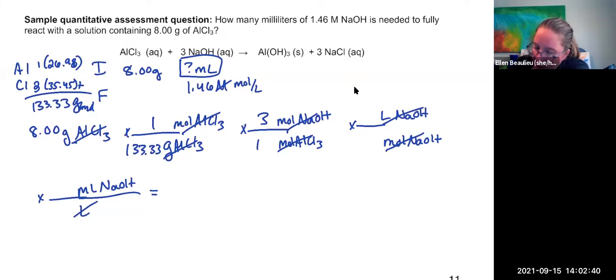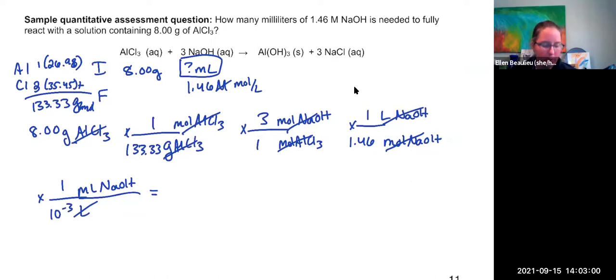Here's my molarity. 1.46 travels with the unit of mole per 1 liter. This number travels with the unit of mole, even if it's in the denominator. We're going to put that number in the denominator. And then milliliters are still tiny, 10 to the negative 3 liters per milliliter.